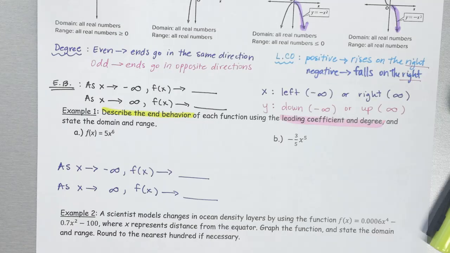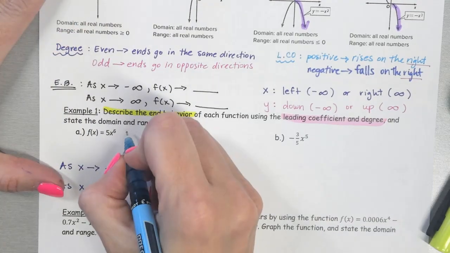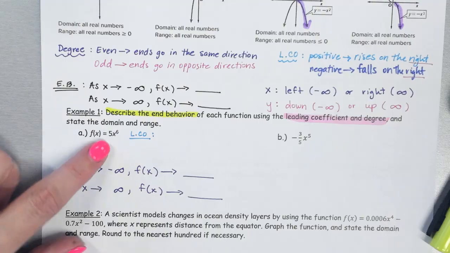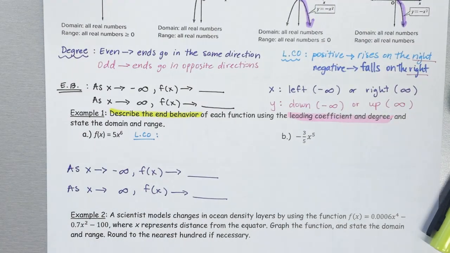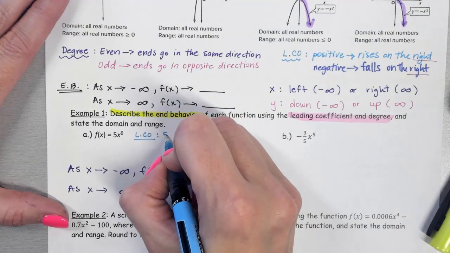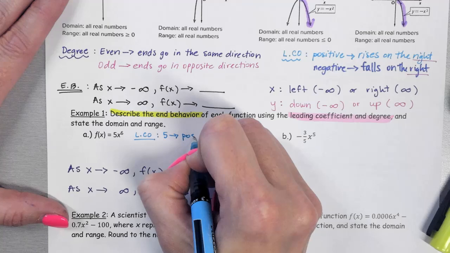Okay, so we're going to use the leading coefficient and the degree. So if we look at the leading coefficient here, we can see the leading coefficient is 5. We just have to determine if that's positive or negative. The leading coefficient is 5. That is positive.